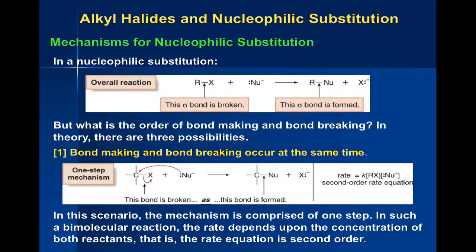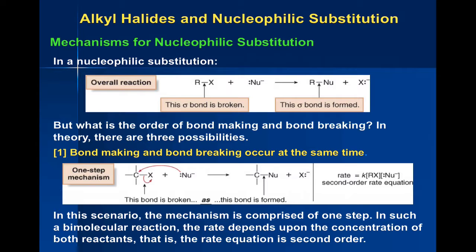And the way that we think about it is I'm forming a partial bond between the nucleophile and the carbon at the same time that I'm partially breaking the bond between the carbon and the leaving group, or the halogen. And so we kind of consider those half bonds. It's kind of a hand-waving kind of thing. And so we say we're making bonds and breaking bonds at the same time. The rate of this reaction follows this rate expression. It is known as a second-order rate equation.